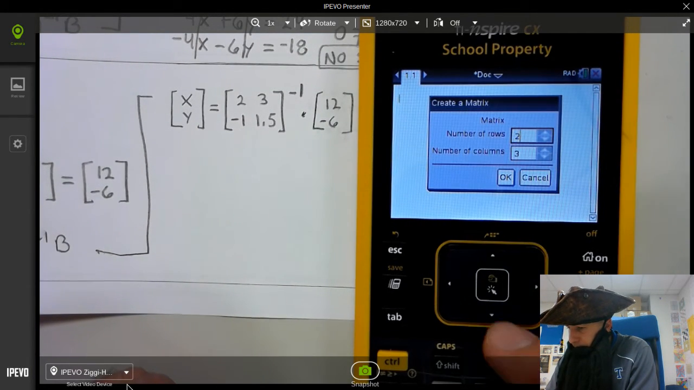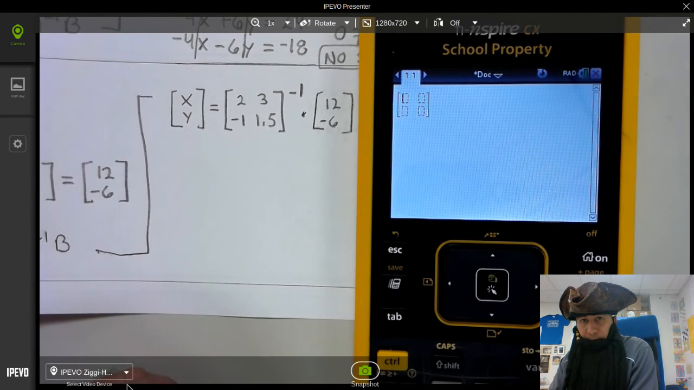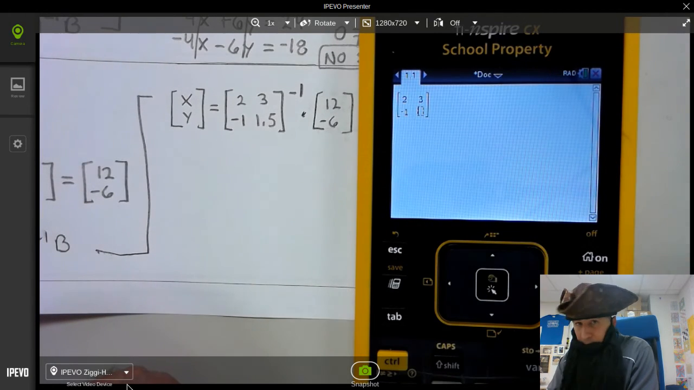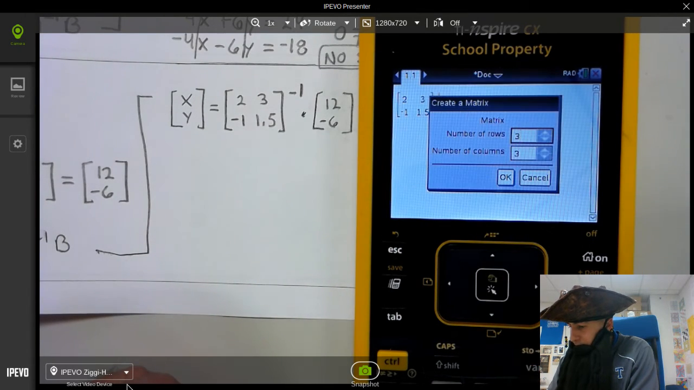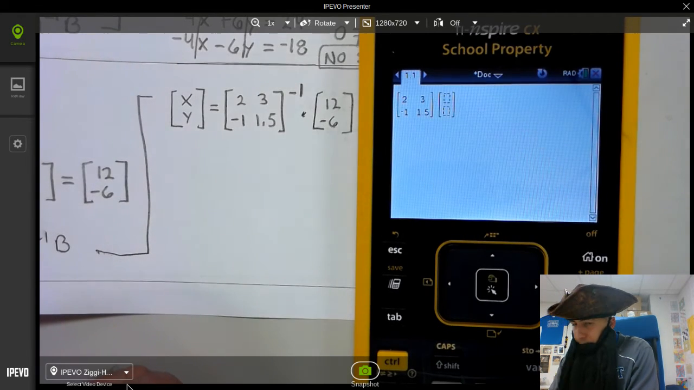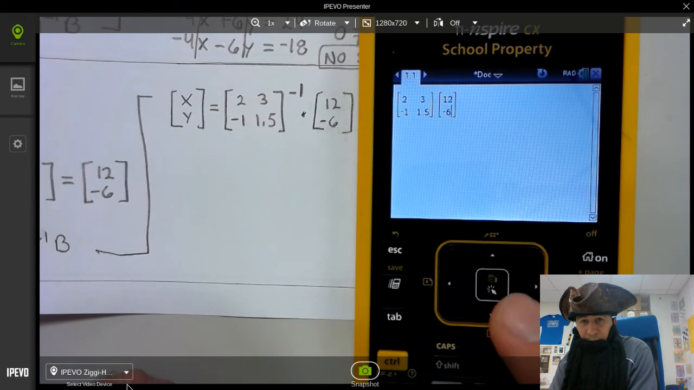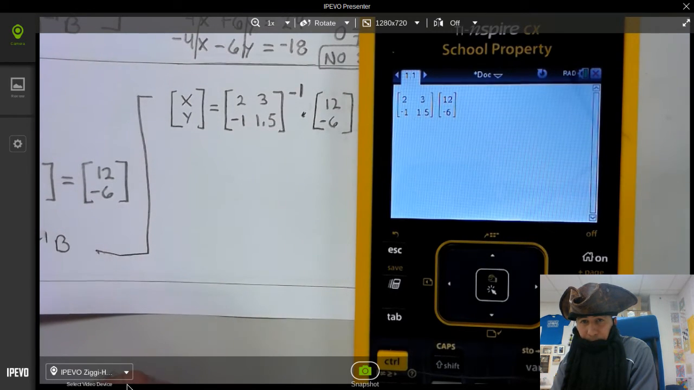It's a 2 by 2. And then we're going to put in 2, 3, negative 1. Let's see if I can get this right. 1.5, that's a positive for sure. Times, again, the button next to 9. Now this is a 2 by 1. And then that's going to be 12, negative 6. Now I want you to pause for a sec. I made a mistake. I want to see if you can figure it out.